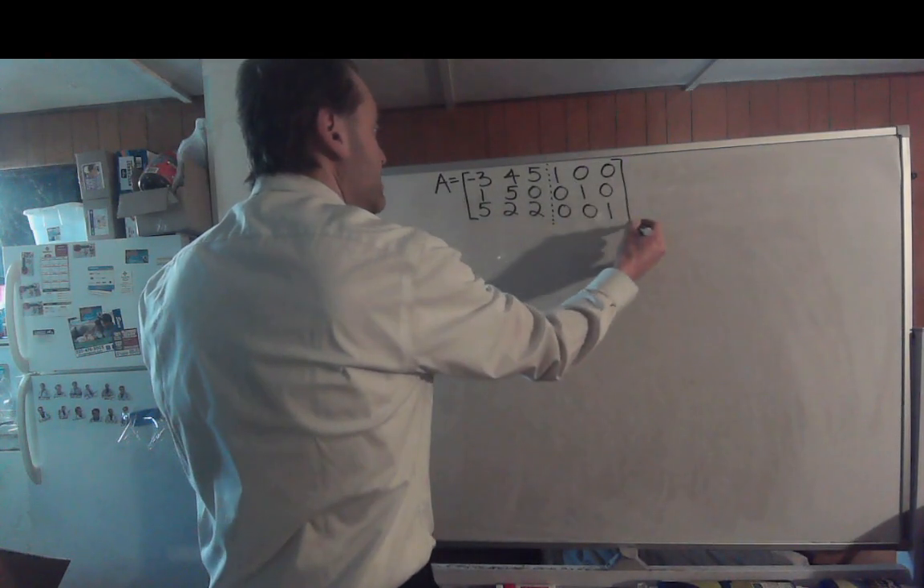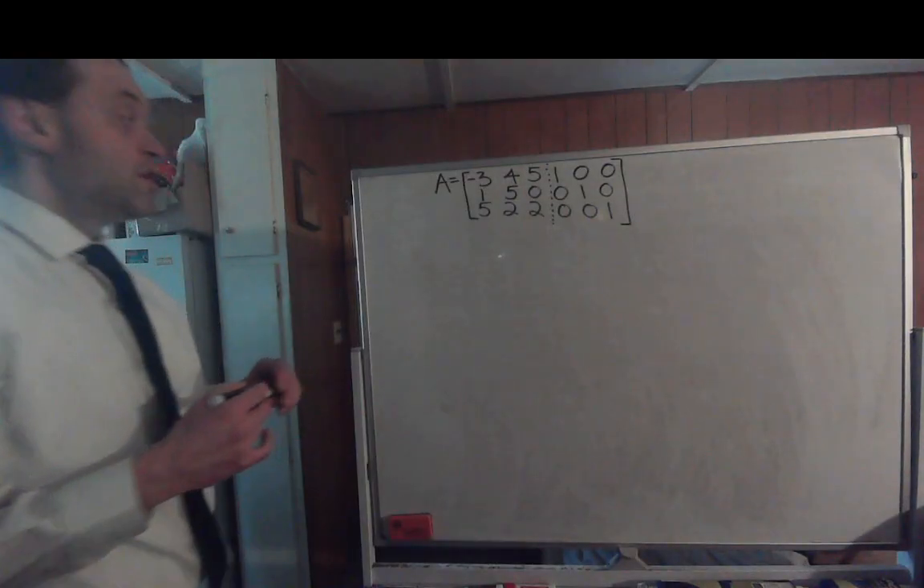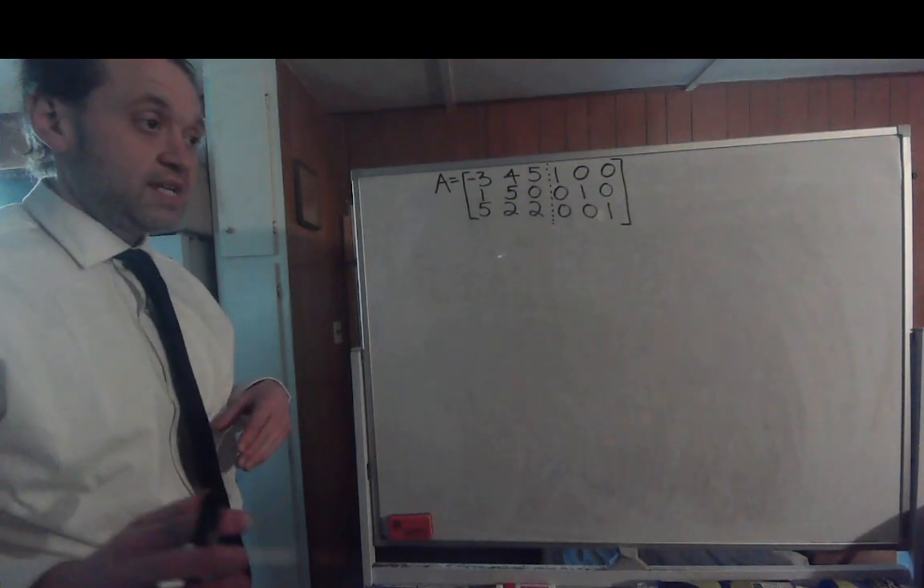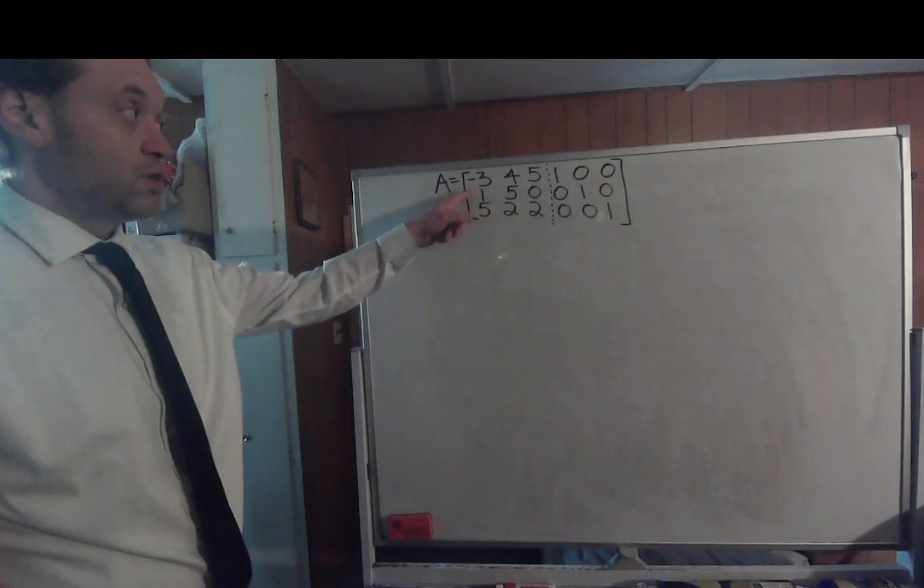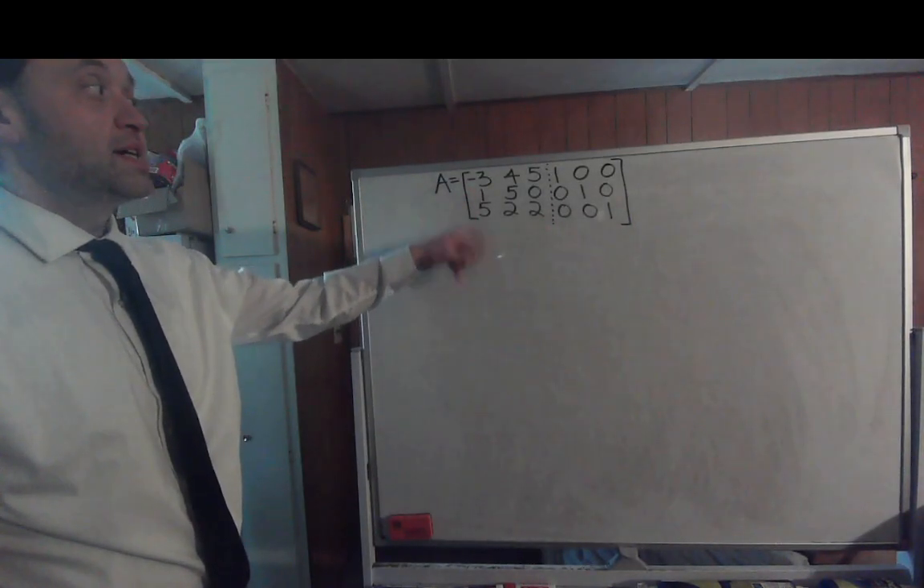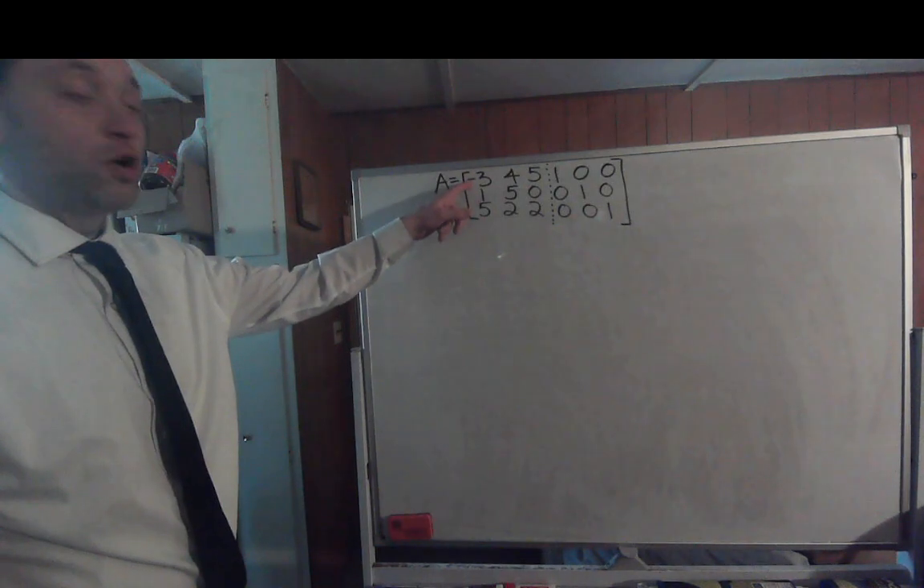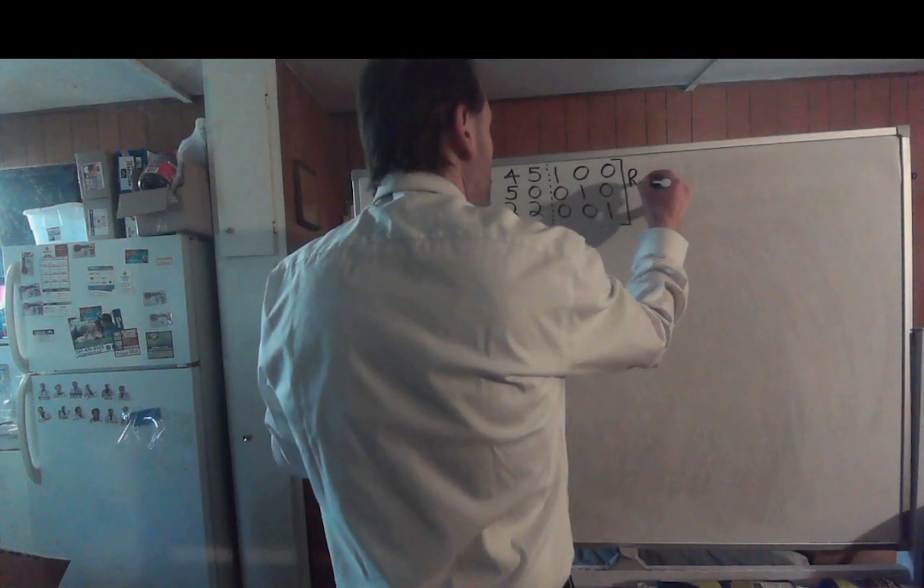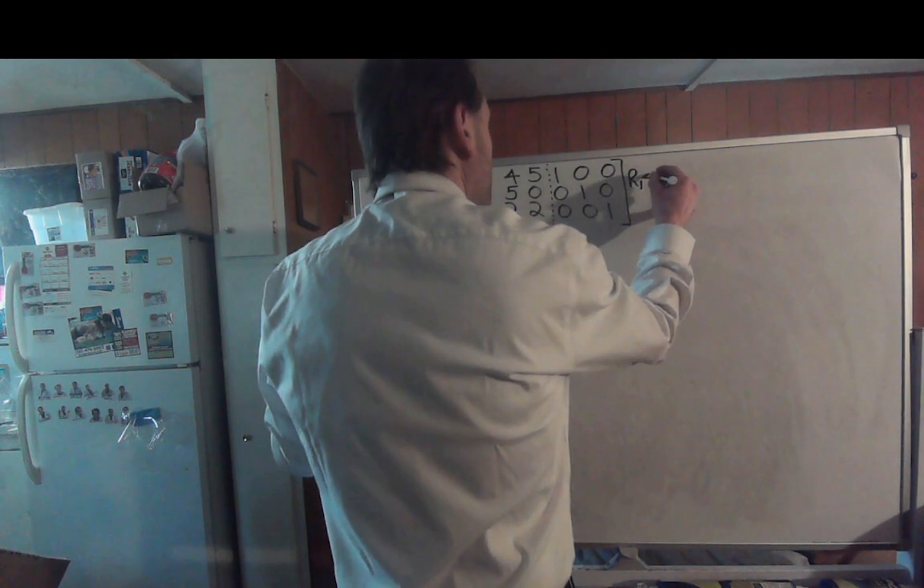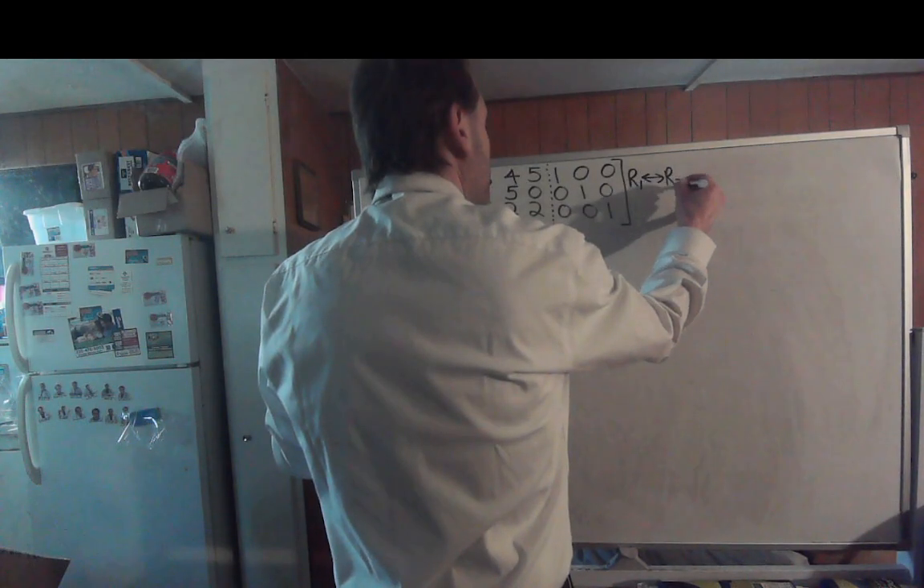Okay, so we've done that now. First thing I'm going to suggest is we switch rows 1 and 2, because that'll enable the leading digit in row 1 to be a 1. So that's kind of the idea. Let's switch rows 1 and 2 around. Nothing too crazy just yet.